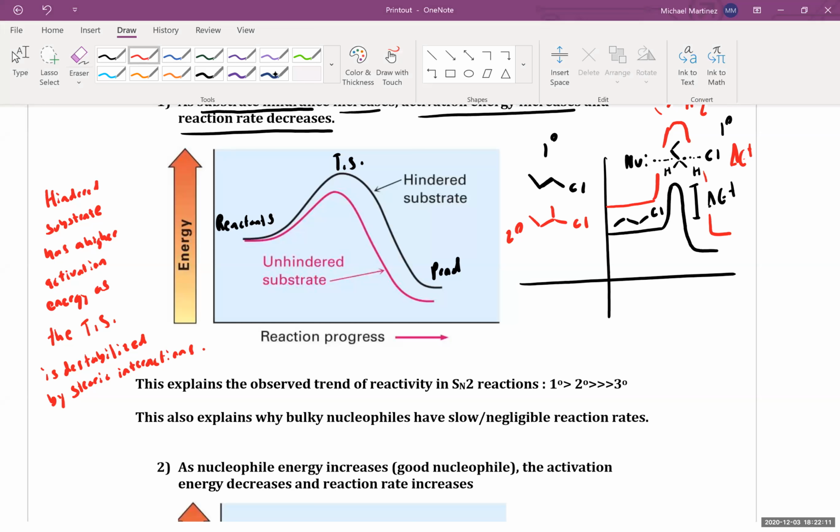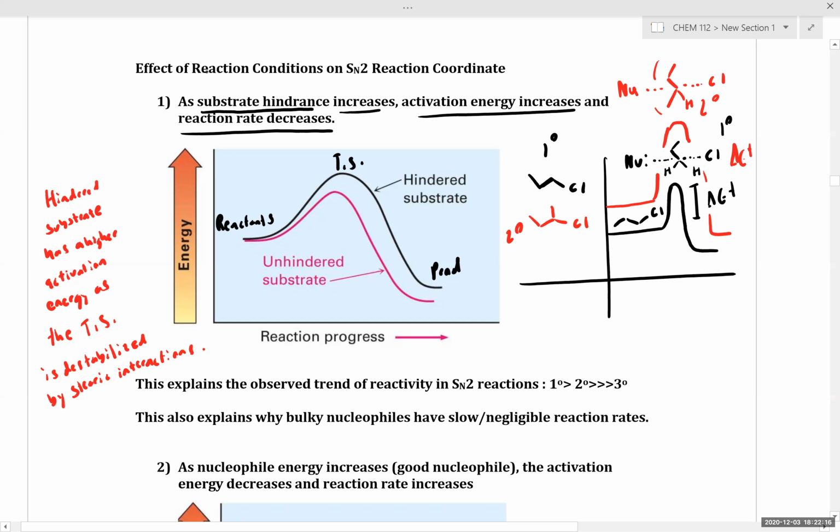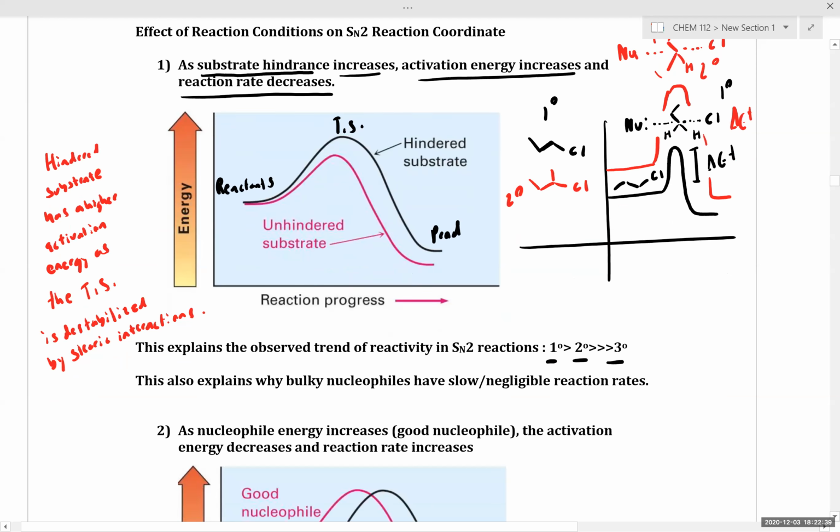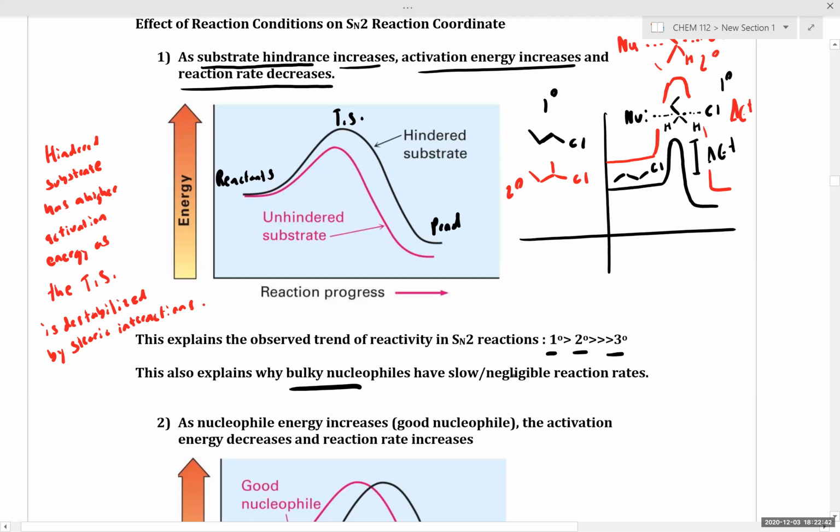Does that idea make sense to everyone? Do these pictures with the transition states drawn help you see why the hindered substrate has a greater activation energy and a higher energy transition state? Okay, perfect. So this explains the observed trend of reactivity of primary, secondary, way greater than tertiary. This also explains why bulky nucleophiles have slow or negligible reaction rates.